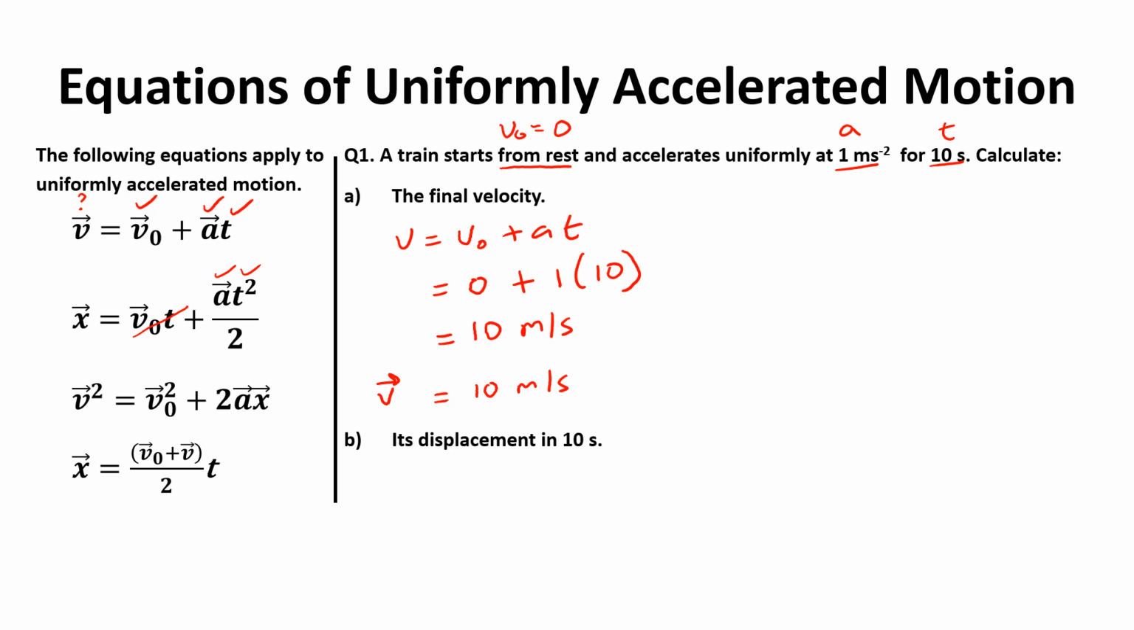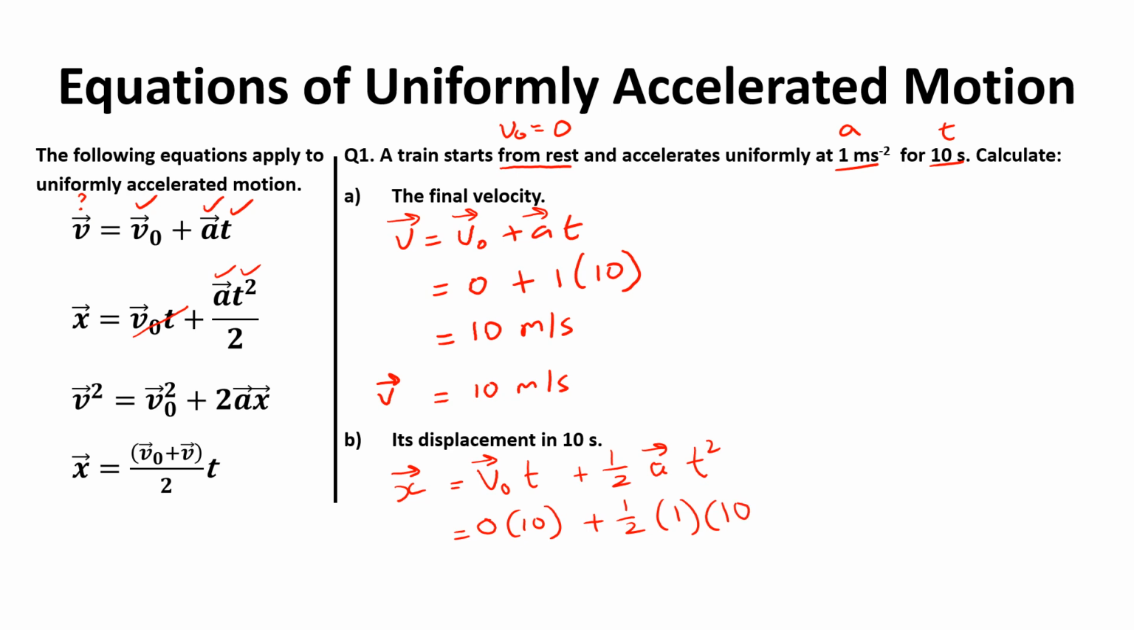So here, let's use the second equation. x is equal to v naught t plus half times the acceleration times t squared. Here we can put arrows, guys, on top of v naught and a. As we said, the initial velocity is 0. 0 times 10 is equal to 0 plus half times the acceleration. The acceleration is equal to 1 and the time is 10, so t squared.